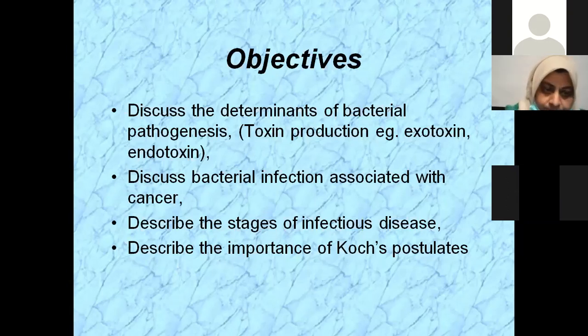What do you want to achieve after attending this lecture and reading your topic in the book? You should be able to discuss the determinants of bacterial pathogenesis, toxins, how they are produced, and the types of toxins like exotoxin and endotoxin. You should also be able to discuss bacterial infections which are associated with cancers, describe the stages of infectious diseases, and describe the importance of Koch's postulates that we will do in the end.